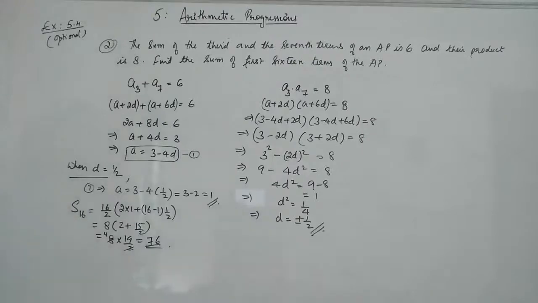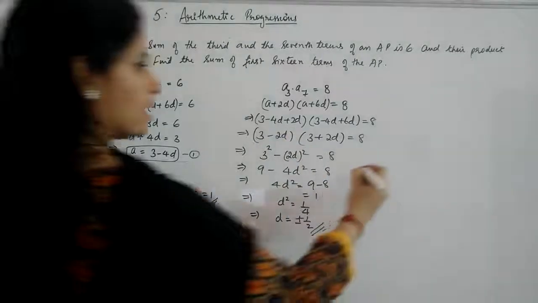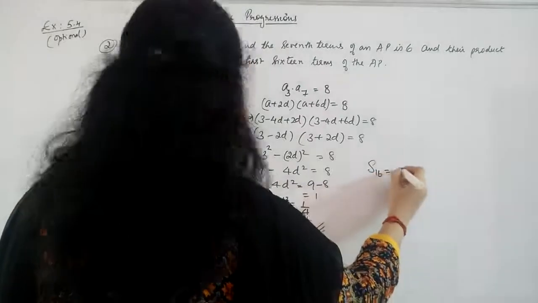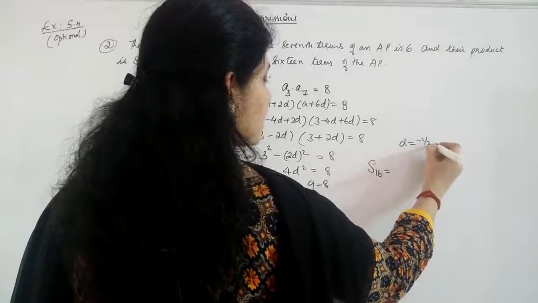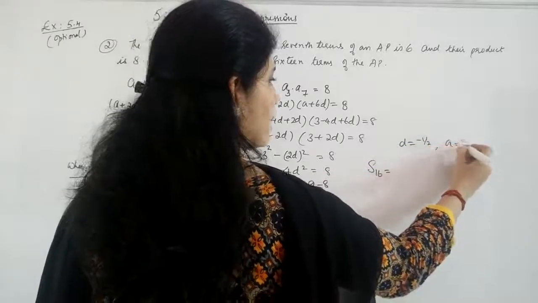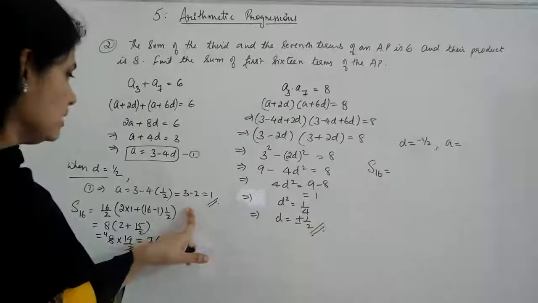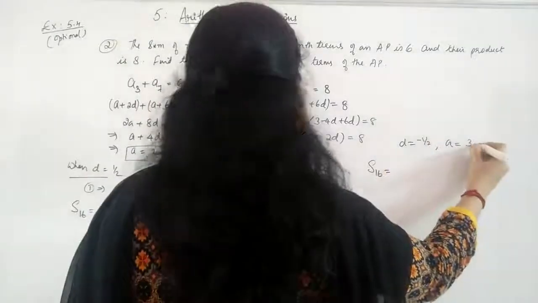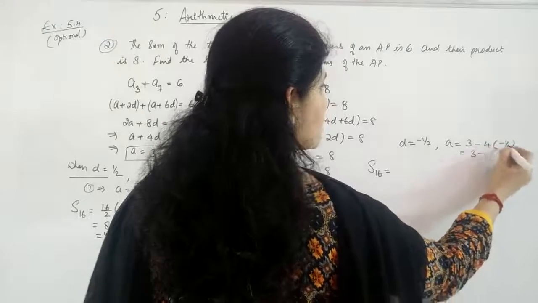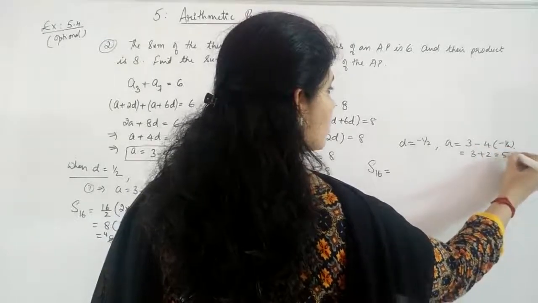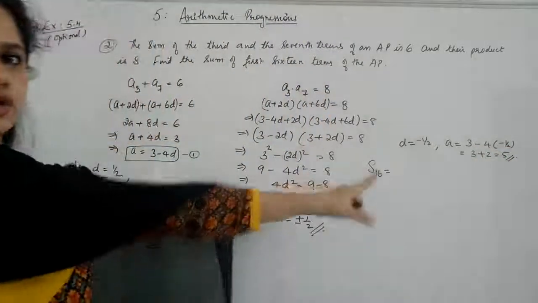Now you have to find out what is S16 when your d is minus 1 by 2. So I am just finding out here what is S16 when your d is minus 1 by 2. When d is minus 1 by 2, you have to find out a, which is again in your equation number 1. When you substitute, you have 3 minus 4 into minus 1 by 2, which will give you 3 plus 2, or you can say a is 5. You got your a to be 5 there.